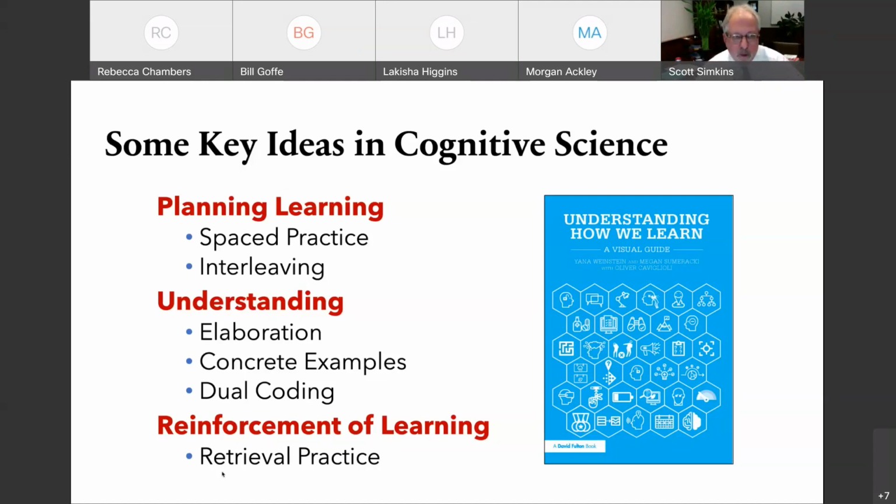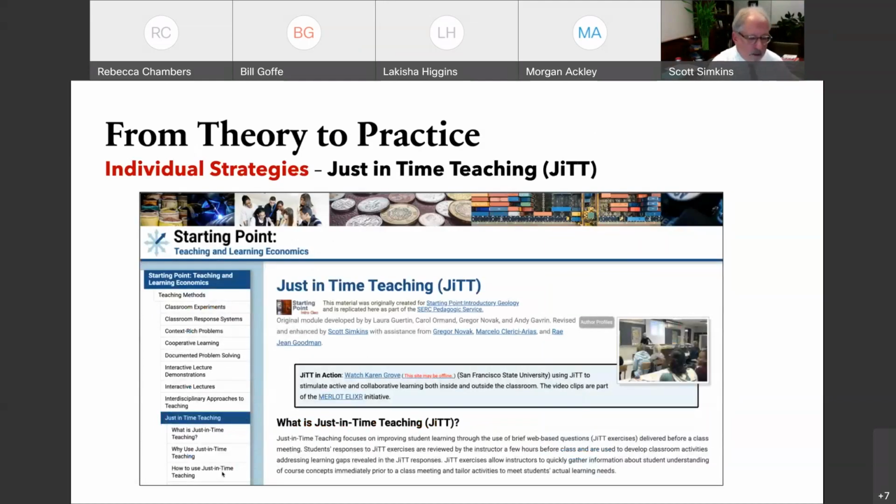I'm going to move from the theory part of this, because what you want to know is, well, okay, that's great. So we have to do a little bit of theory, but we want to think about, well, what does that mean in my day-to-day life in the classroom? And so I'm going to give you some individual strategies.